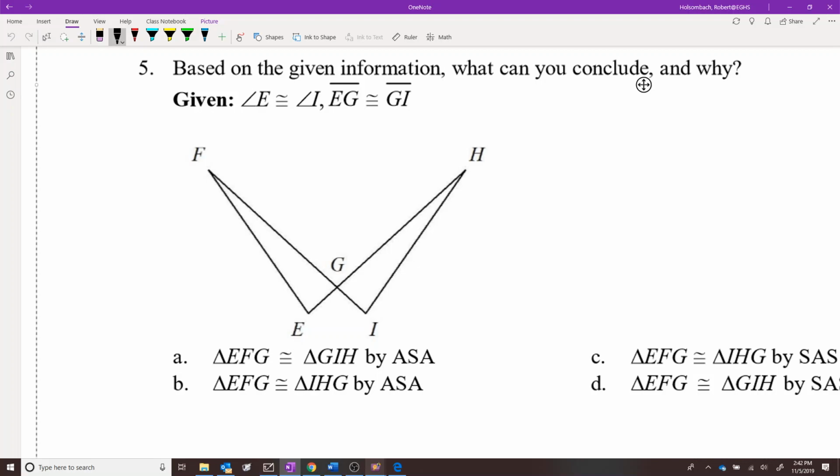Alright, number 5 says, based on the given information, what can you conclude and why? Angle E is congruent to angle I. EG is congruent to GI. That's this side right here and this side here. And then these angles, this little bow tie, these two angles are vertical angles of each other. So you've got two triangles that are congruent by angle, side, angle. And you've got answer choices A and B that deal with angle, side, angle. So C is not an option and D is not an option.